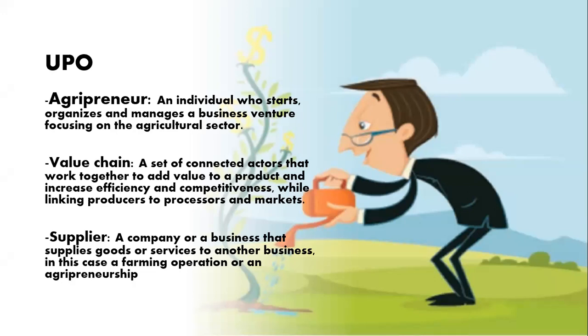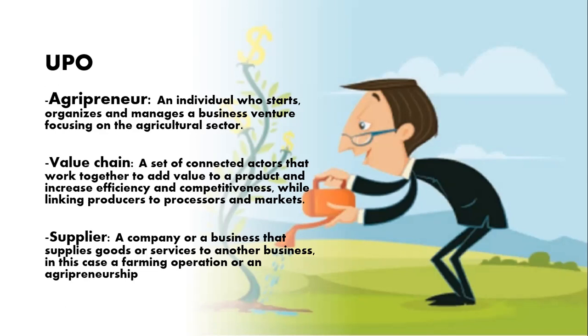And the value chain, there's some other words you have to keep in mind: the set of connected actors that work together to add value to the product and increase efficiency and competitiveness, while linking producers to processors and the markets. That is called value chain, right? We will discuss in tomorrow's lecture or last lecture how value chain and extension should be linked.